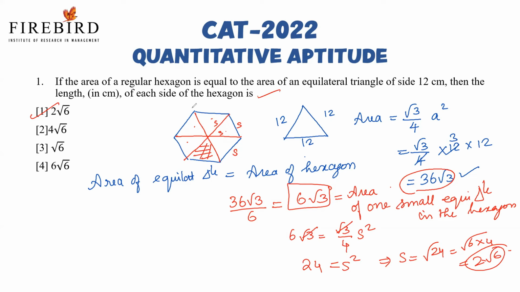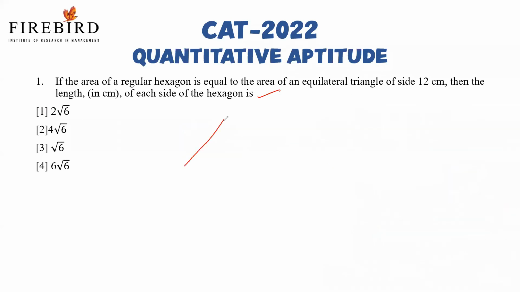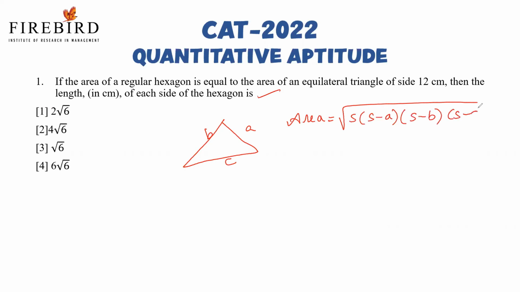I hope you got an idea about this, right? The first thing, you should know the formulas for the area of an equilateral triangle, the area of an isosceles triangle, and the area of a scalene triangle. What is a scalene triangle? A scalene triangle has 3 different sides. Here the area is equal to square root of s into s minus a into s minus b into s minus c, where s stands for semi-perimeter. You know that s is equal to a plus b plus c by 2, and a, b, c are the sides.